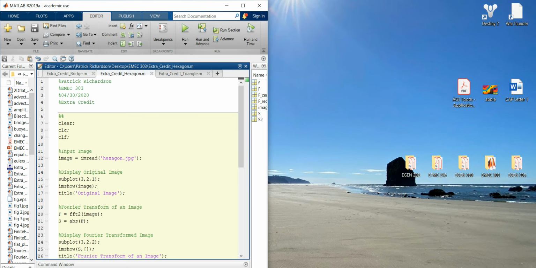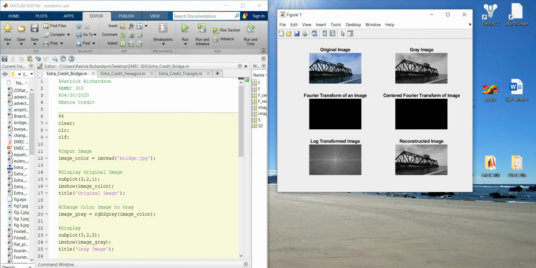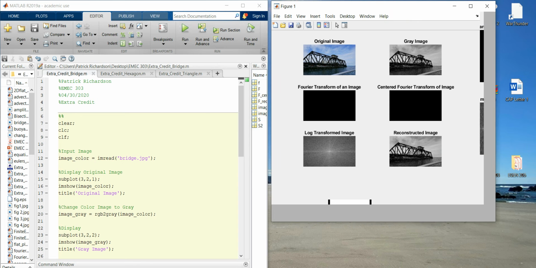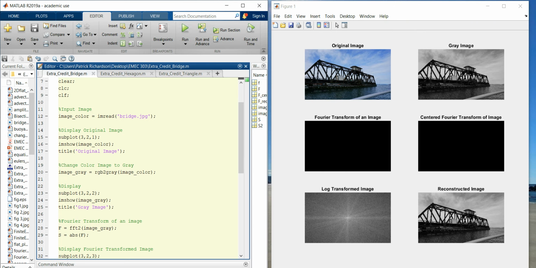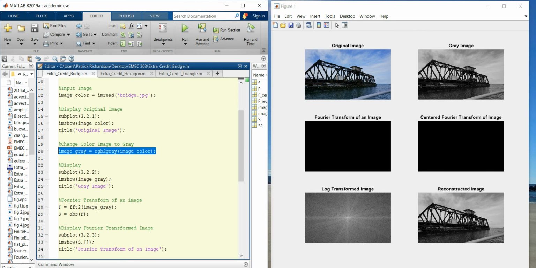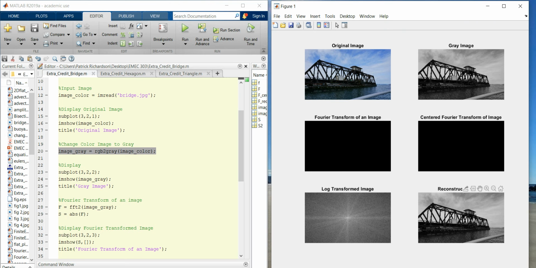Now, I also did this for an image I've taken, so we just have an extra image right here. You cannot do the fast Fourier transform on a color image. So in this code, the first thing I did is use this RGB to gray to convert a color image to a gray image. Then I took the Fourier transform, centered it, and took the log transform. And let's see if we can zoom in on it, or I guess we're fine.